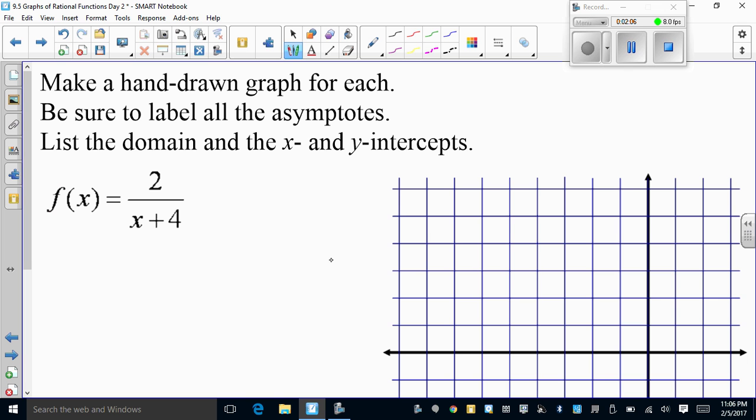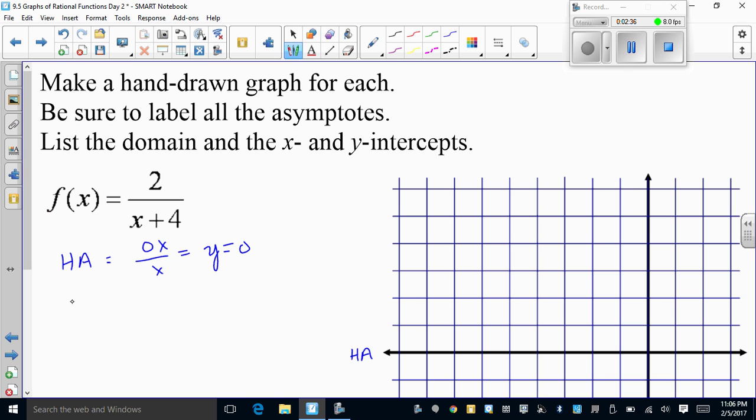Okay, so make a hand-drawn graph for each. Be sure to label all your asymptotes and so forth. So, horizontal asymptote, you're going to get 0x over x. There's no x on top, so 0x over x, which is going to give you y equals 0. So that's going to be this guy. So this is your horizontal asymptote.